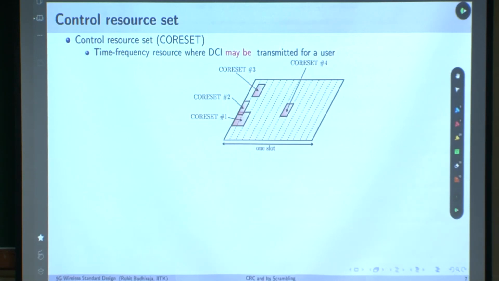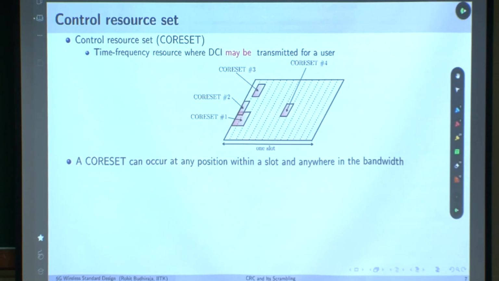Now let's read about this CORESET. The CORESET can occur at any position within a slot and anywhere in the bandwidth: bandwidth 275 PRBs, anywhere in the slot of 14 symbols. If you do not put any restriction on the design of this CORESET, how is the user going to search? He'll keep searching all the time and never be able to decode data. So certain restrictions are imposed on the CORESET so that it becomes easier for the user to search for the DCI.